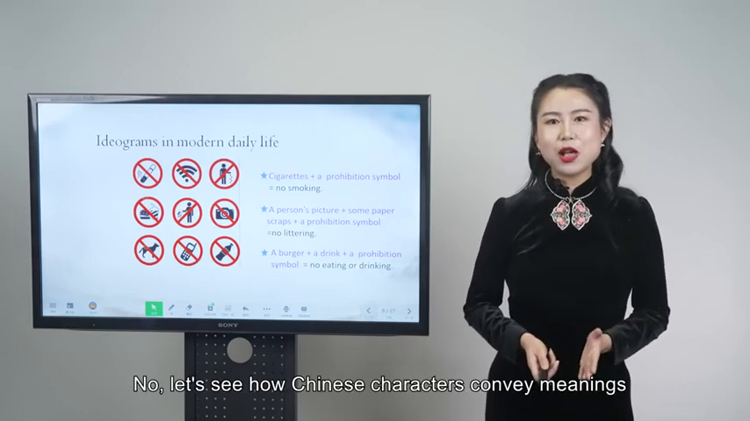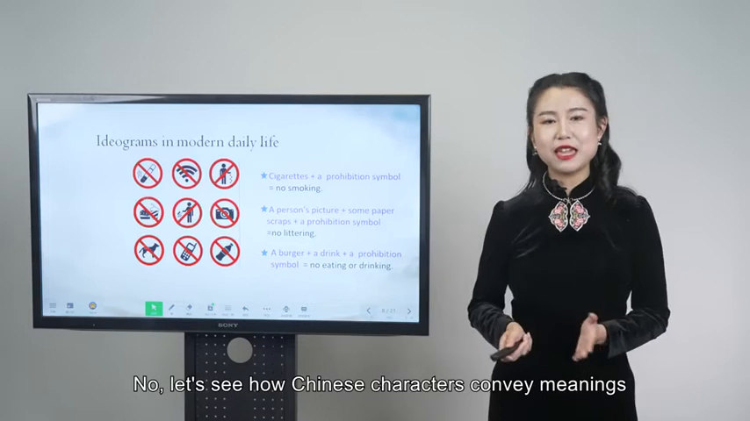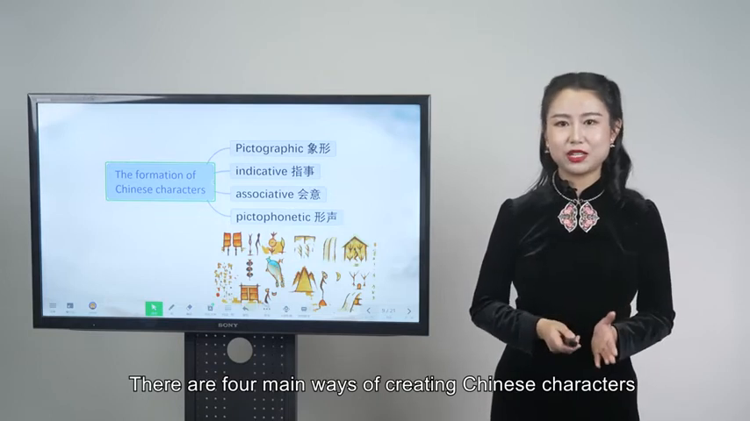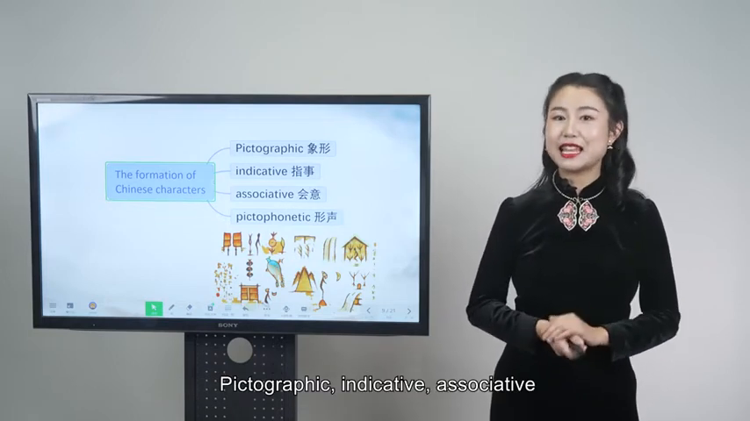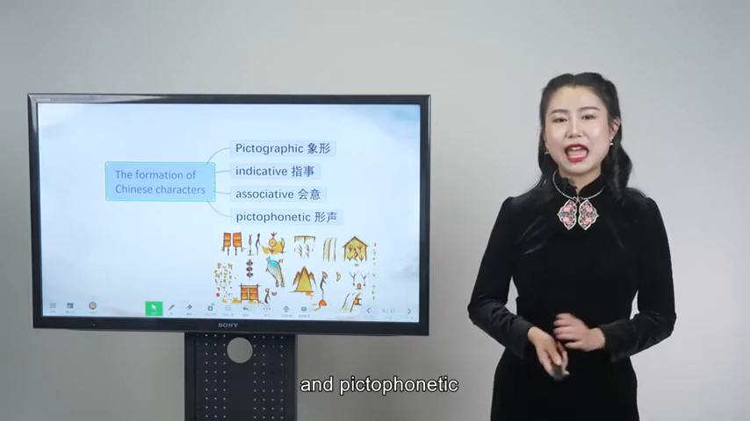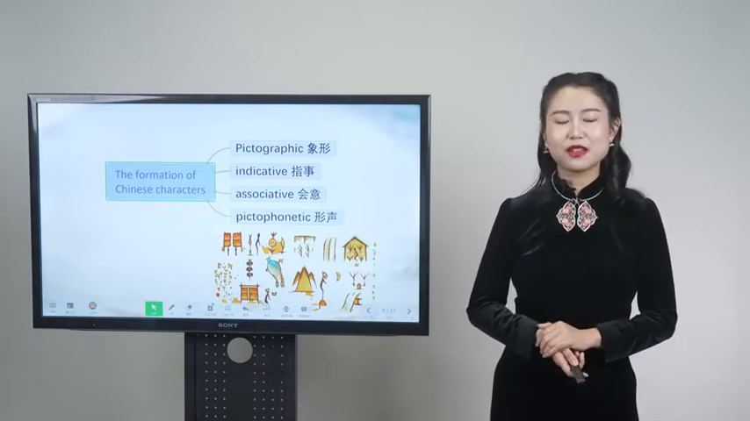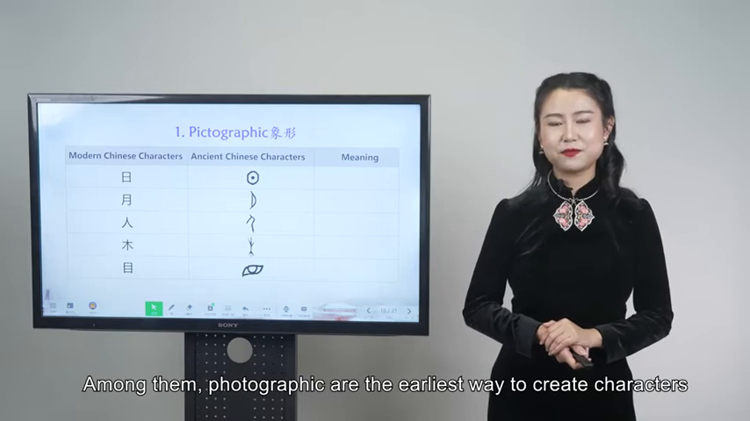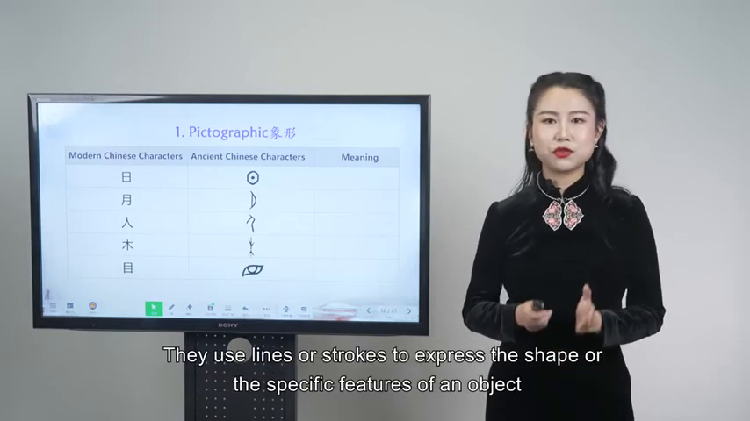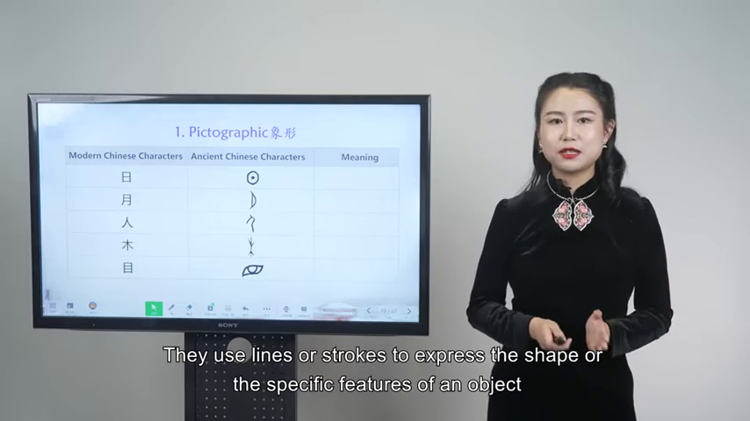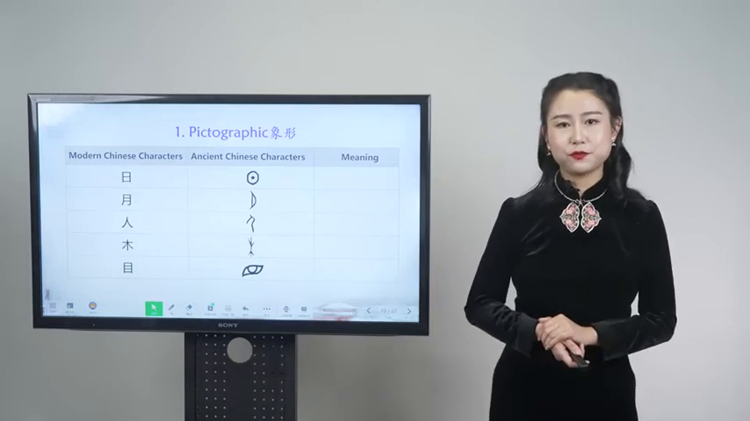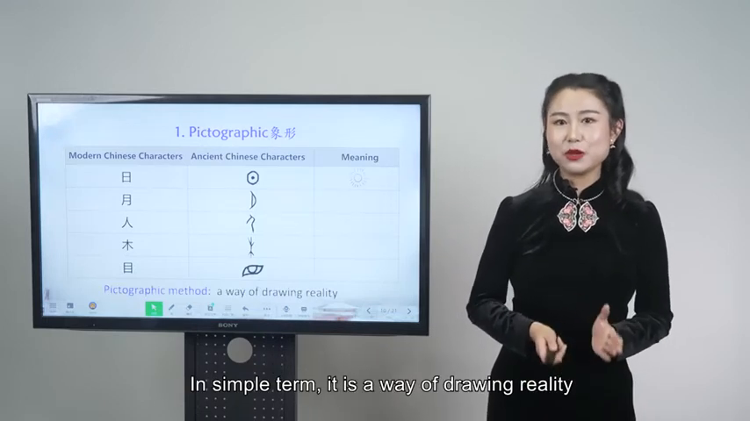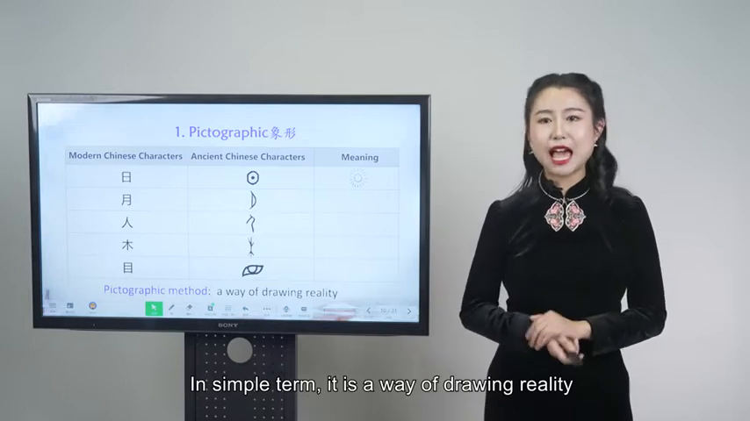Well, now let's see how Chinese characters convey meanings. There are 4 main ways of creating Chinese characters: pictographic, indicative, associative, and pictophonetic. Among them, pictographic is the earliest way to create characters. They use lines or strokes to express the shape or the specific feature of an object. For example, the first character means sun. In simple terms, it is a way of drawing reality.